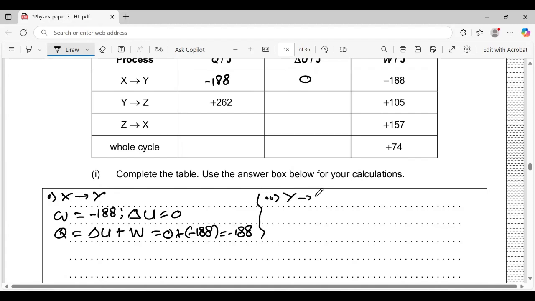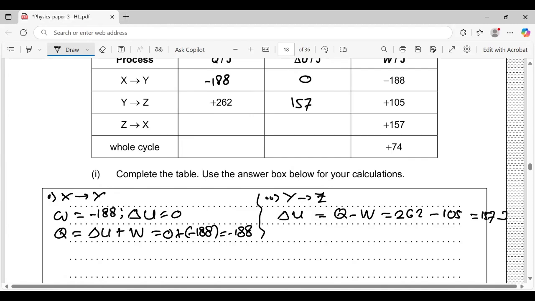Y to Z. For Y to Z, Q equals 262 and W equals 105. So it means delta U equals Q minus W, or 262 minus 105, and the result is 157 joule. The unit is joule.